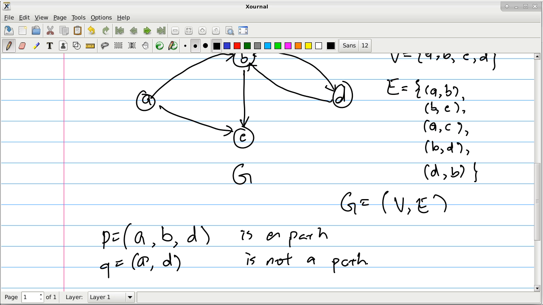Is that okay? Now, technically speaking, a path has other connotations too, but for what we are talking about, it is not that important.